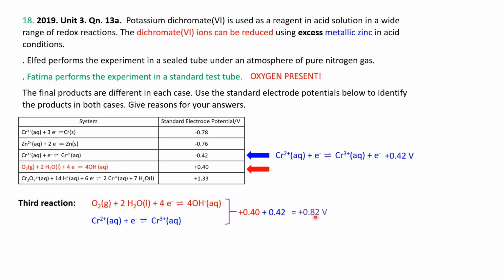So Alfred, his experiment finished at Cr2+ because it could go no further. Fatima, however, had oxygen present, which allowed oxidation of that Cr2+ to Cr3+. Wasn't that a blast for a question?